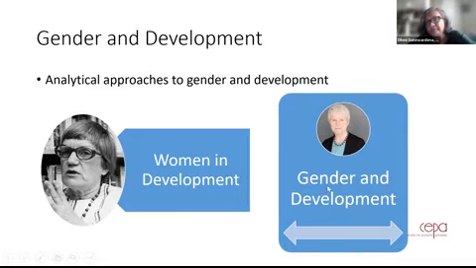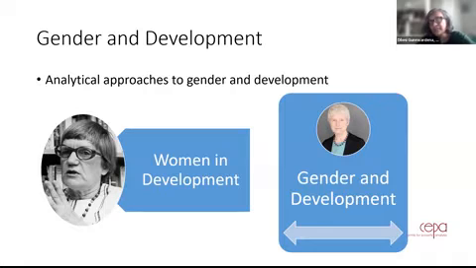The gender and development approach is different in the sense that gender is treated as a social construct. So when we're talking about women, we're talking about sex really, no? But here we're thinking about gender as a social construct. We're also thinking in terms of gender as a category of conflict. Just as you think about class conflict, you think of gender as a category of conflict.